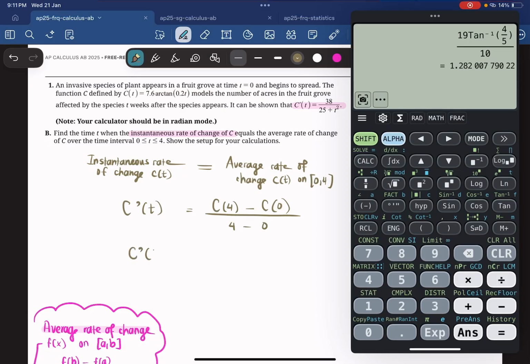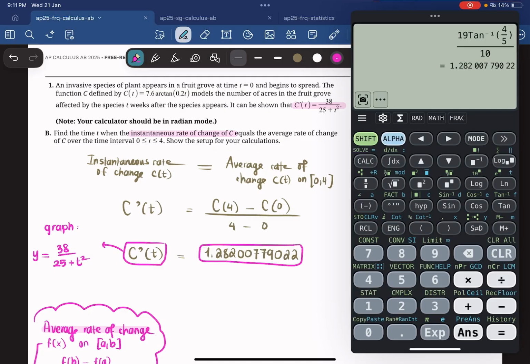So we need to equate C prime of t equals 1.28200779022. So what am I going to do? Since I'm allowed to use a graphing calculator, I can use the graphing function. C prime of t, I will just draw the graph of y equals 38 over 25 plus t squared, okay? And for this value here, we can call it y equals this value.